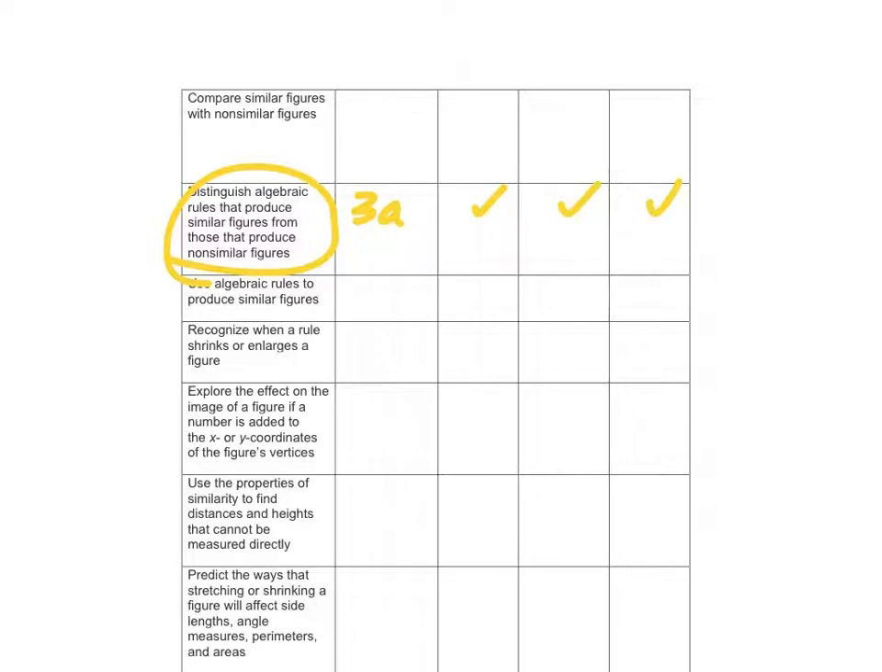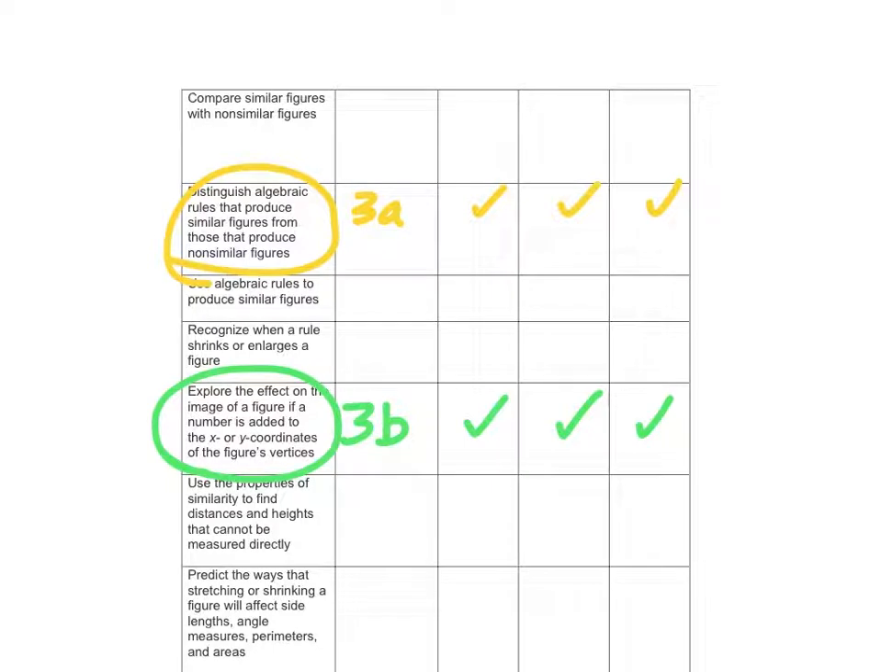And 3B goes along with exploring the effect on the image of a figure if a number is added to the x or y coordinate. So in number 3B, you actually had to add to the y coordinate because you wanted the figure to move upward and the y-axis is vertical. So again, which of these 3 areas?